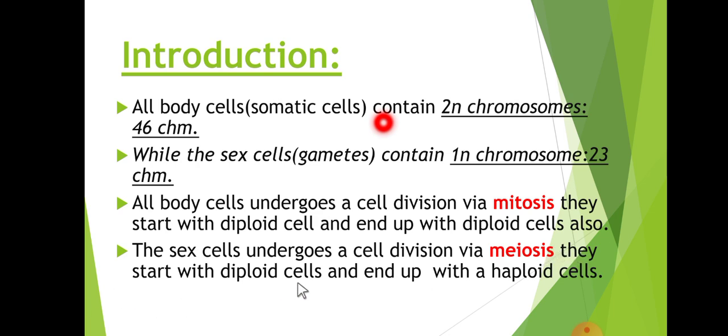They start with diploid cells and end up with haploid cells. So when I say the word diploid cell, I mean 2N chromosomes equal 46. We end up with 4 cells, each containing 23 chromosomes.